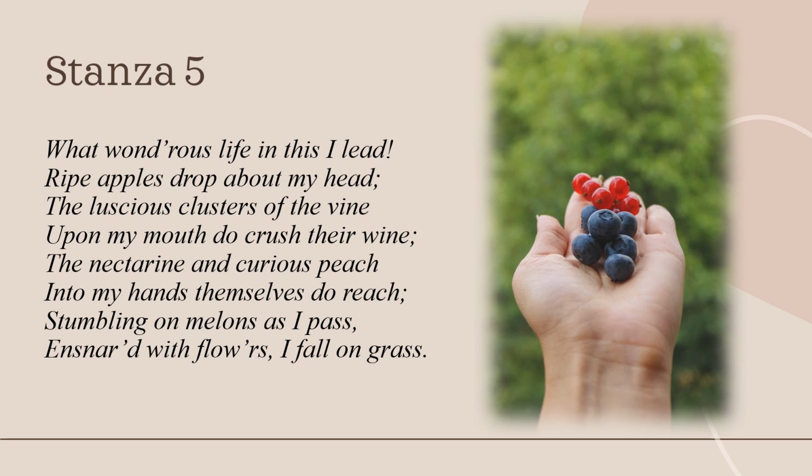In this stanza, the poet shares his wonderful experiences in the garden and how it brings him joy. Ripe apples fall around his head. Clusters of vine drop wine into his mouth. Peaches fall into his hands automatically. He stumbles on melons when he gets caught in a trap created by flowers, and then he falls on grass which cushions his fall. So, overall, the poet is trying to say here that there are so many comforts and luxuries that he enjoys in a garden.